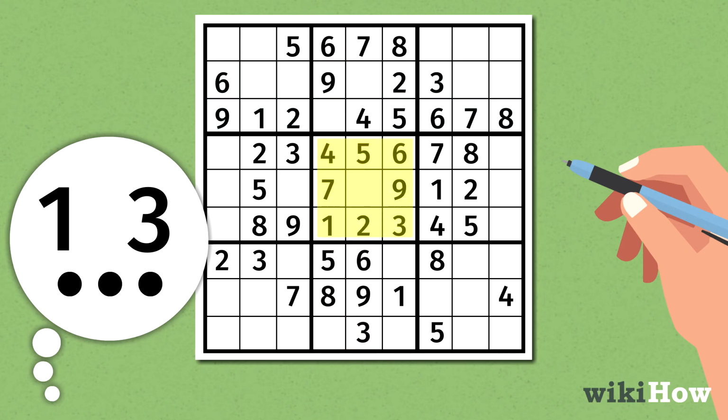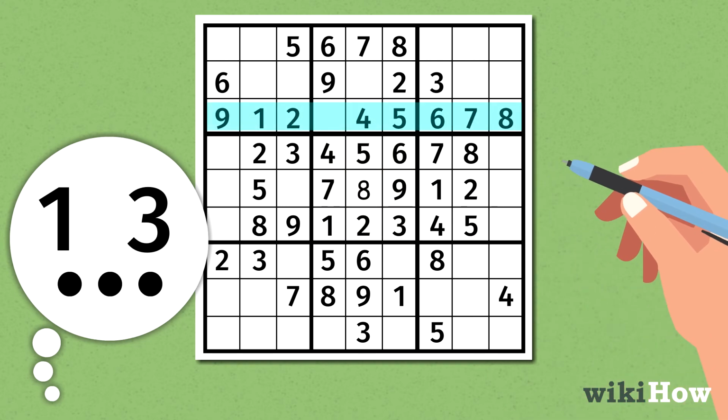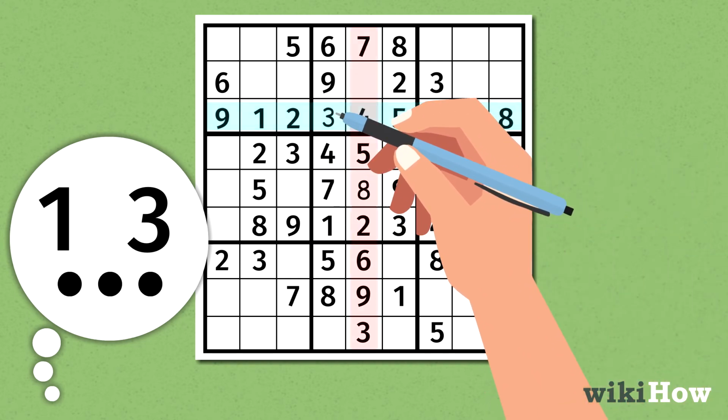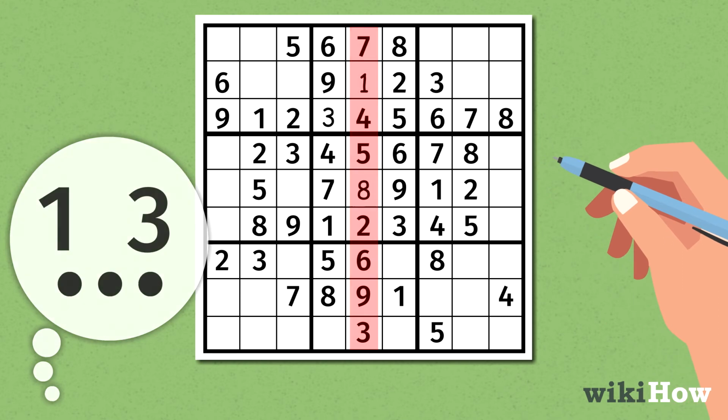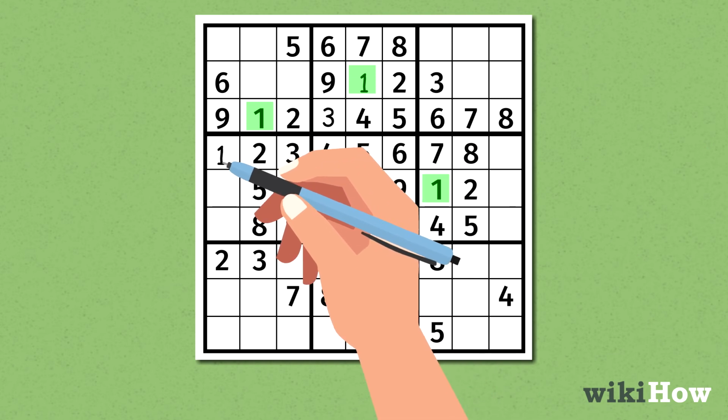If you see a single empty space in a larger square, fill that in first. Then look for single empty squares in each row and column that you can fill in. Next, you can start scanning each row for a certain number, like 1, to see where it should go.